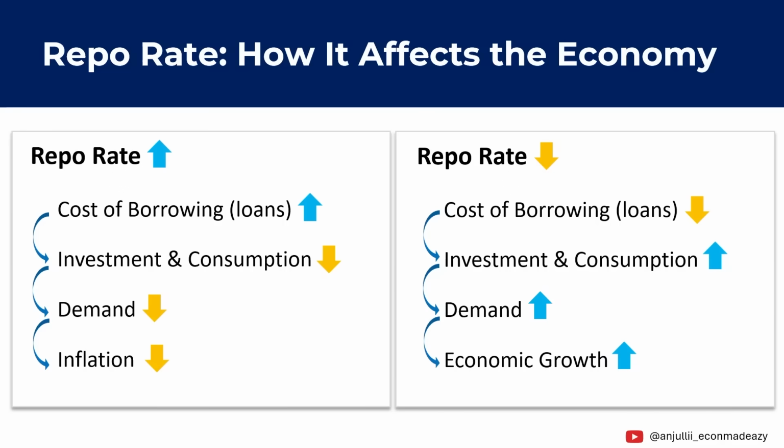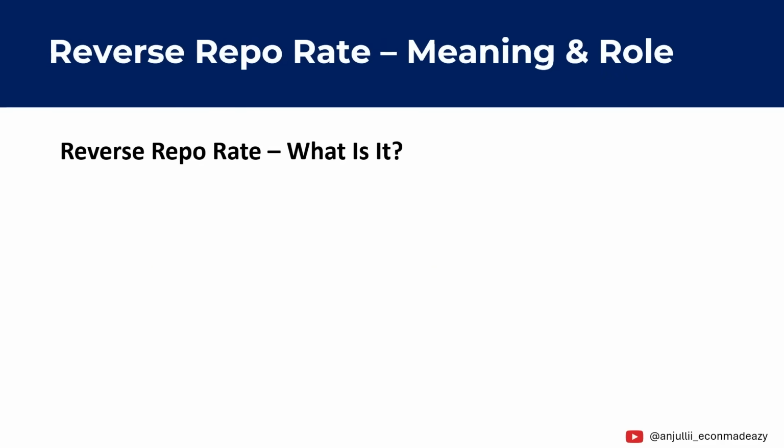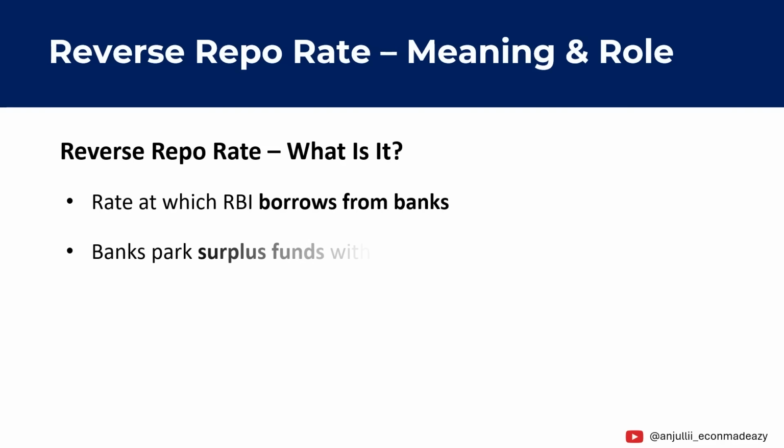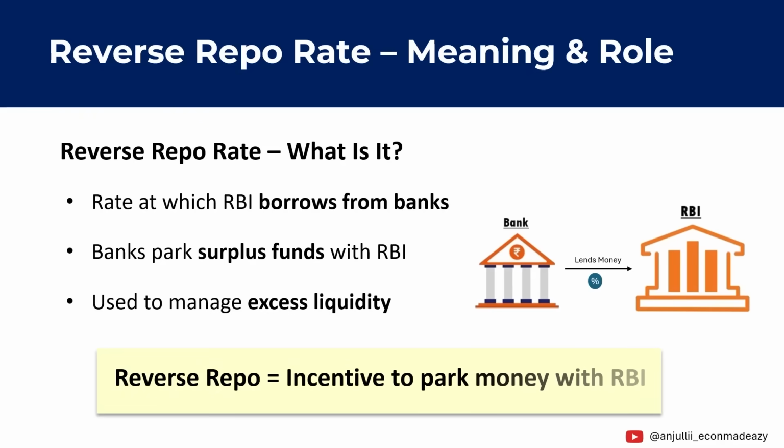But the central bank has another tool that works in the opposite direction, the reverse repo rate. The reverse repo rate is the rate at which the RBI borrows money from commercial banks. When banks have surplus funds, they can park that money with the RBI and earn interest. This tool helps the central bank absorb excess liquidity from the banking system. So, reverse repo becomes a tool the RBI uses to absorb excess liquidity from the system.